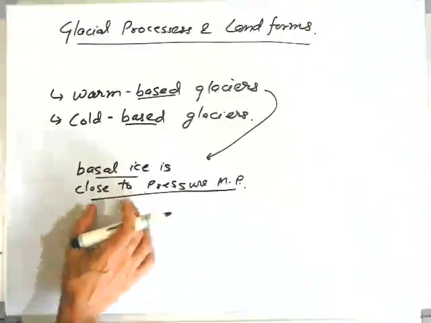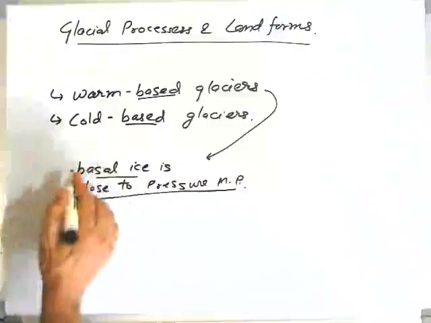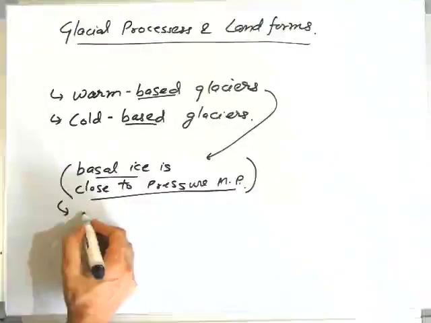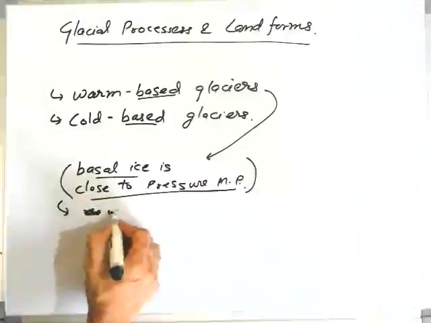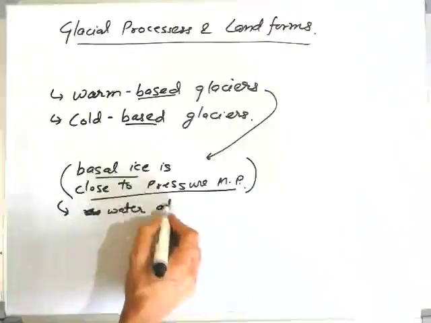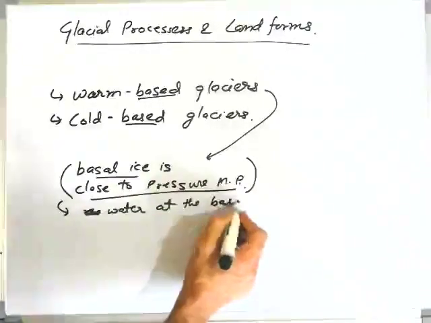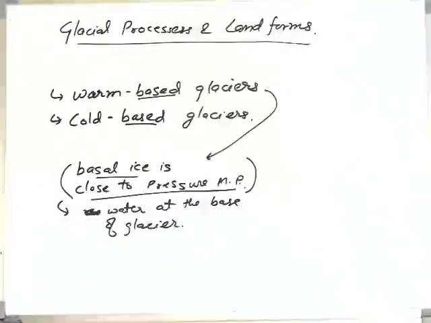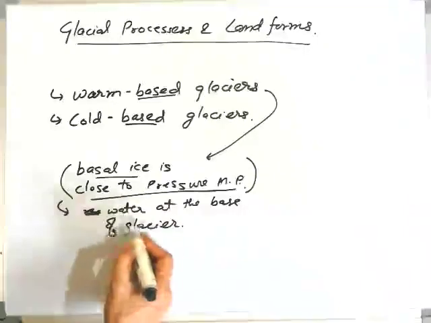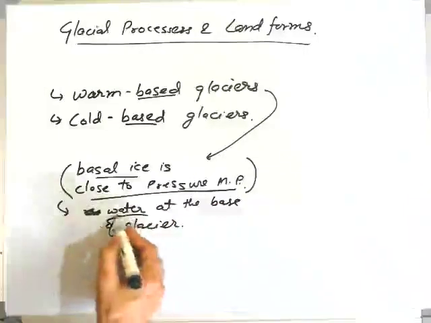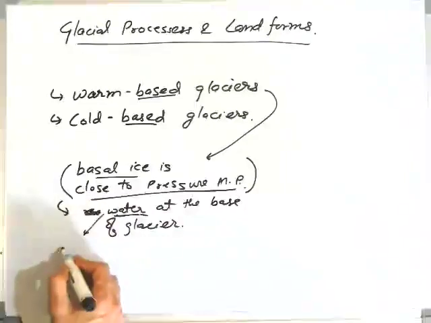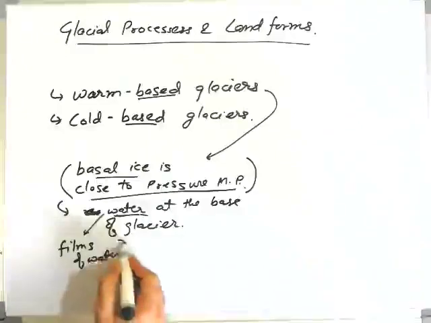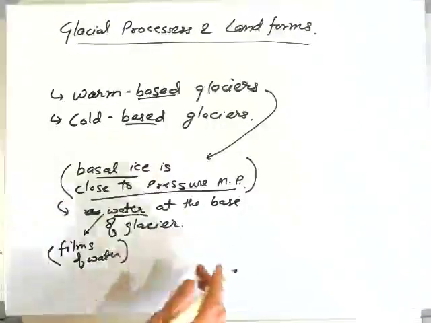So this means that the ice is close to the pressure melting point. If there is a slight increase in temperature, there will be melt water, or you can say there will be water at the base of the glacier. It does not mean that there will be rivers of water. It simply means thin films of water will develop between the glacier ice and the ground surface.